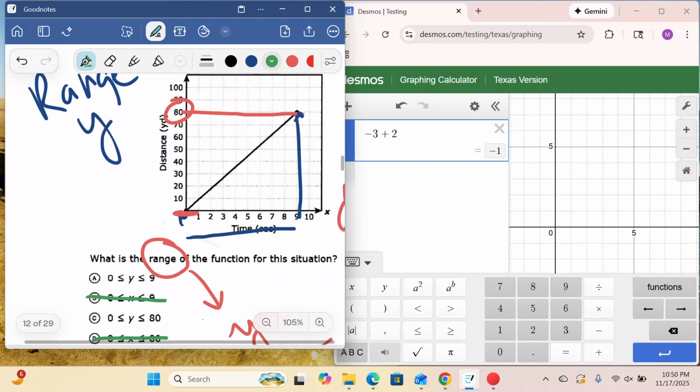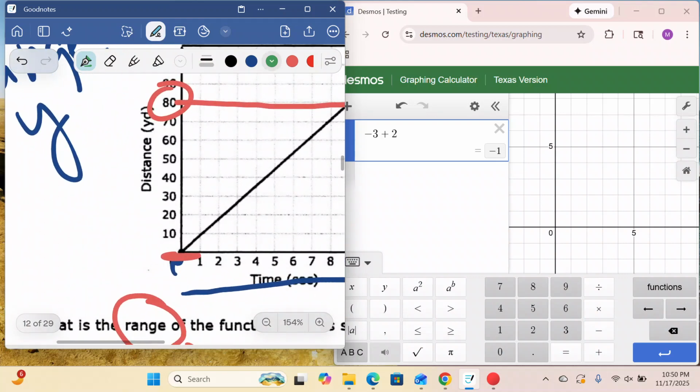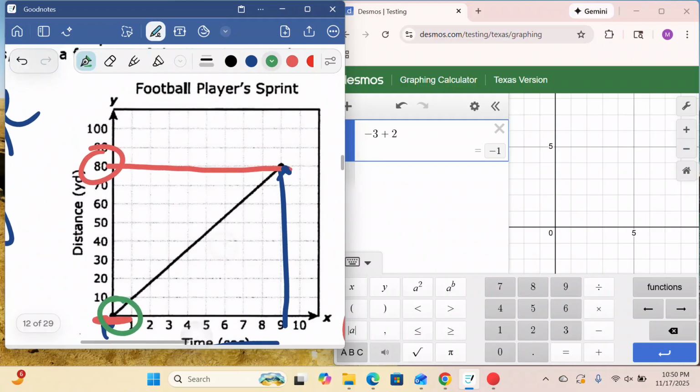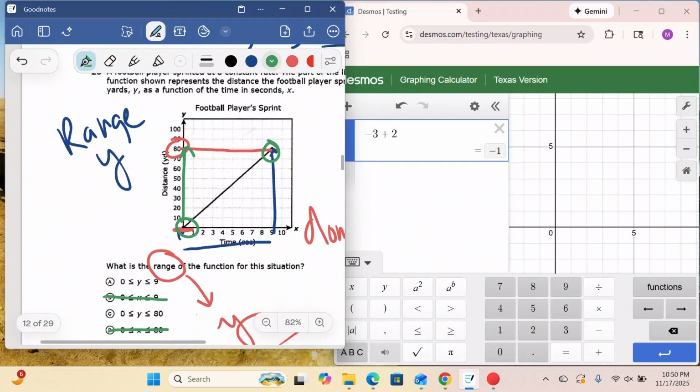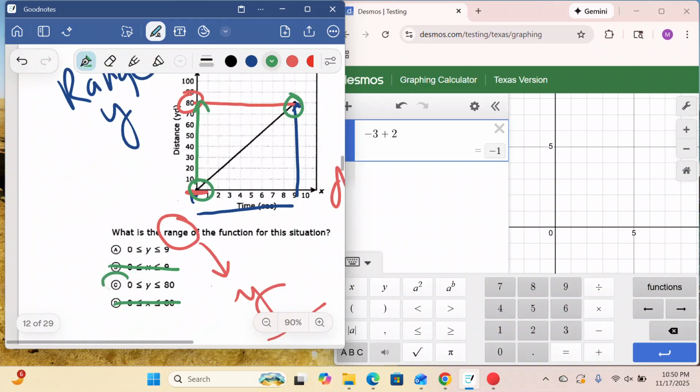So all we do is look at the graph. We look at this point right here, starts at 0, and it goes all the way to 80. So all the way up, this is my range. So my correct answer is C, because 0 to 9 would actually be my domain. But again, I would have to have my x in the middle.